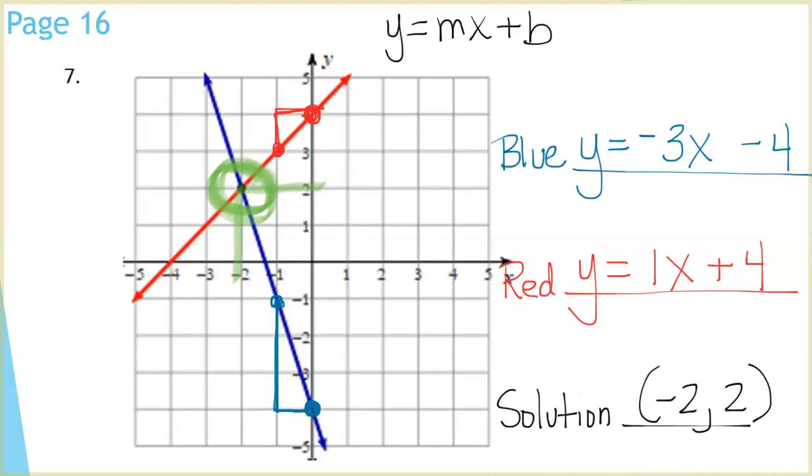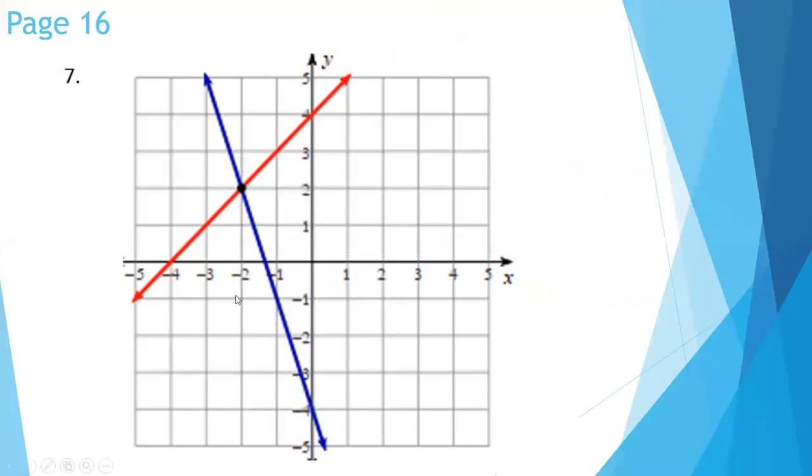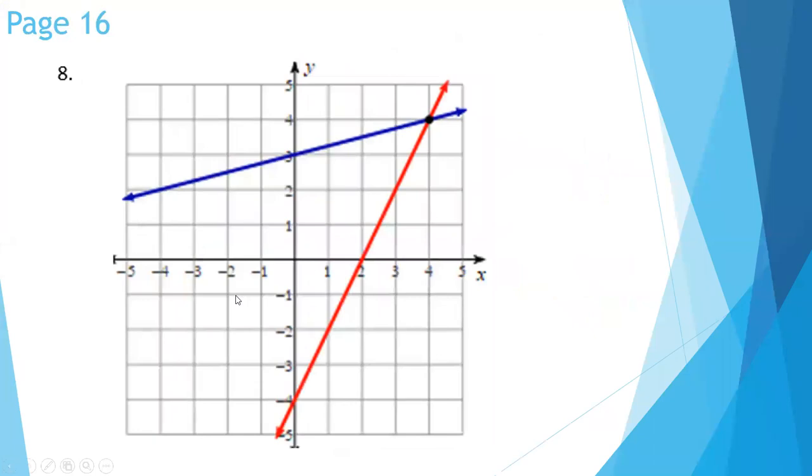So we only have one more question for today. So I'm going to go ahead and put that up to give you a chance to copy it down. It's exactly like number 7. You have to tell me the equation for the red line, the equation for the blue line, and the solution. So go ahead, take a moment and look at that, and we will come back together and work through it.